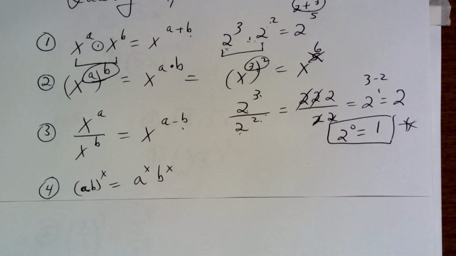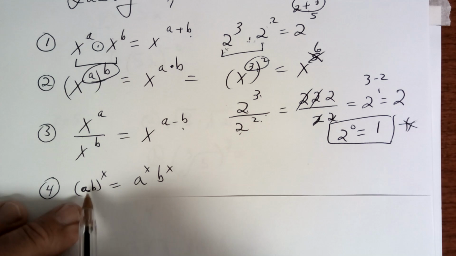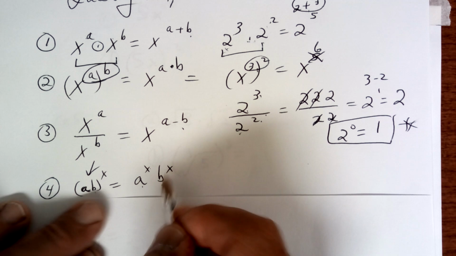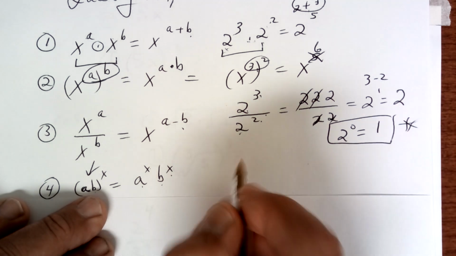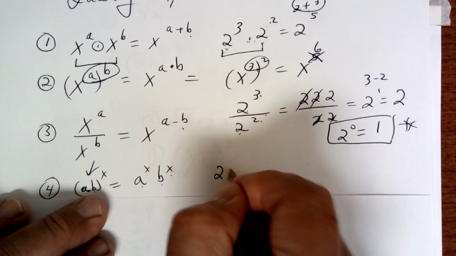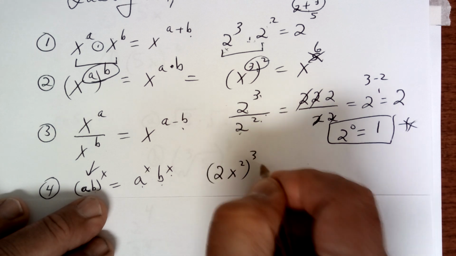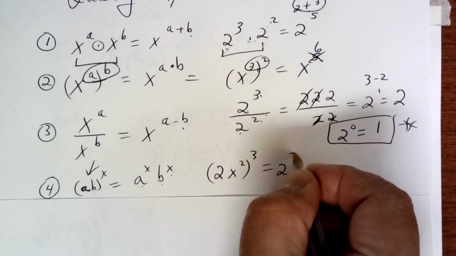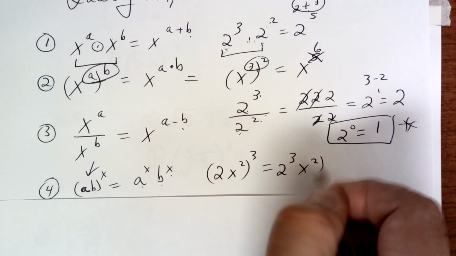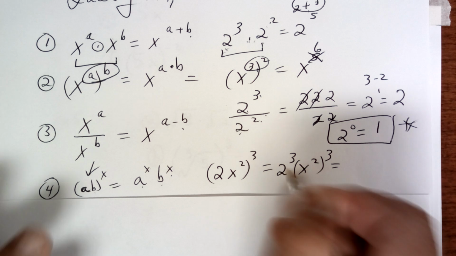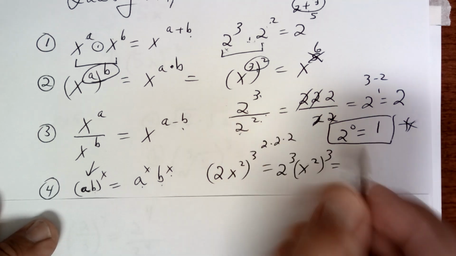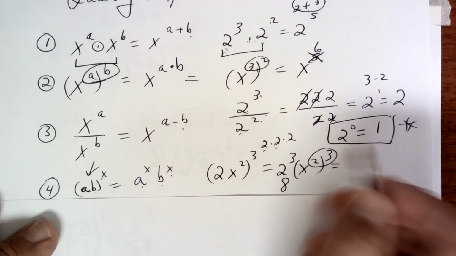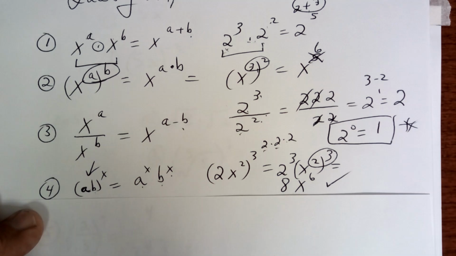This one right here is kind of like a product rule. Everything inside here gets an x, so it's a to the x power and b to the x power. How would that look? Well, let's say you have 2x to the second power, and then that's cubed. So everything inside here gets a cube. So it's going to be 2 cubed and x squared cubed. This right here is 2 times 2 times 2, not 6. 2 times 2 is 4 times 2 is 8. This is a power to a power, so that's x to the 6th. There it is. Make sure you check your answers today.